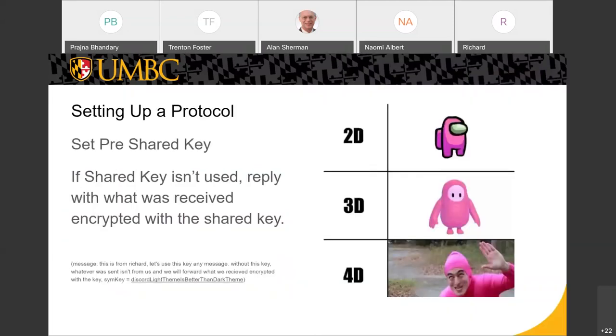So at this point, I had decided to create a very, very basic protocol. There were a couple things I wanted to do. First, I wanted to set a pre-shared key. So this is a symmetric key that everyone has, all the valid participants. And also a kind of way to see if there's any weirdness going on. So if you receive a message that is not encrypted with this key, forward it back to that person so they know something weird's going on. And that's to just see what's happening. Next slide.